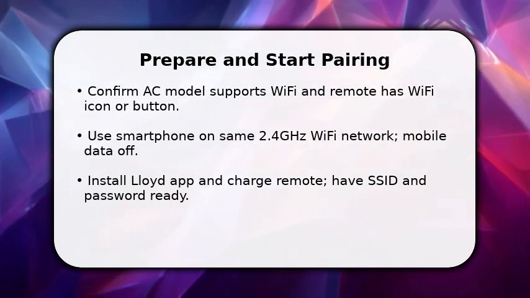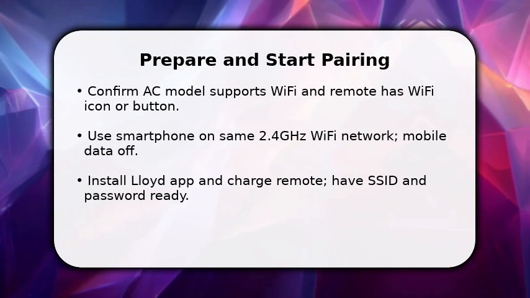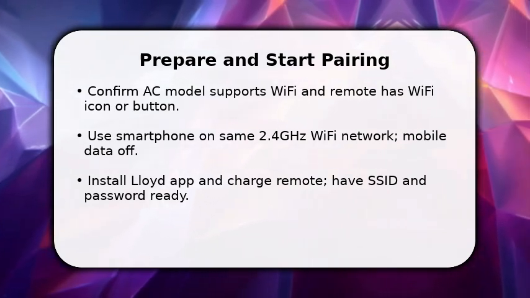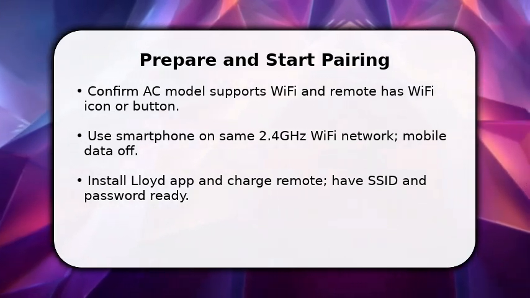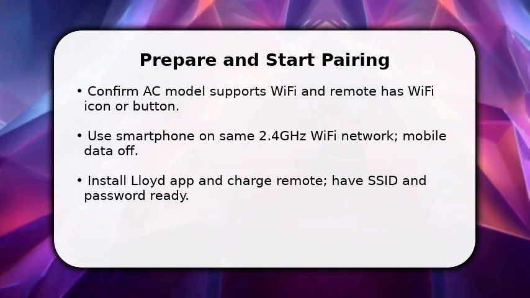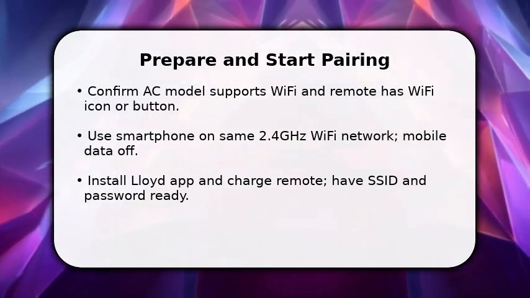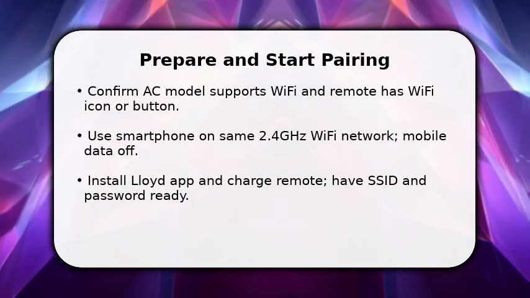Once done, open the Lloyd app and create or sign into your account, then put the remote into pairing mode, press and hold the Wi-Fi or pairing button until the indicator flashes. Now the app can discover the remote. Make sure the router signal is stable before proceeding to the next screen.